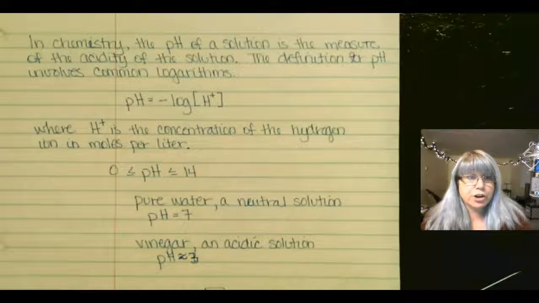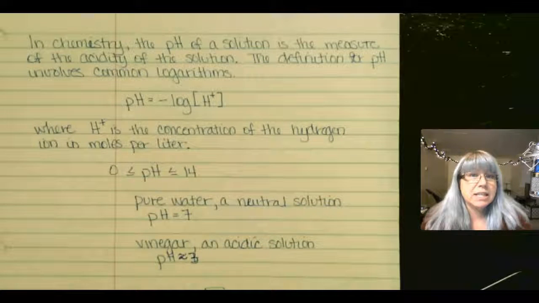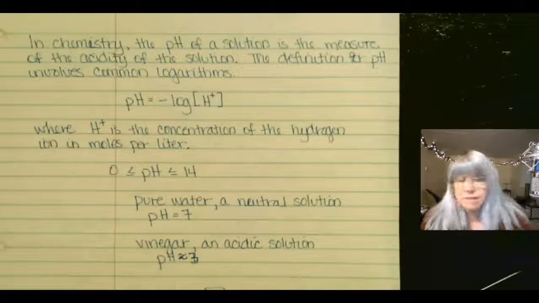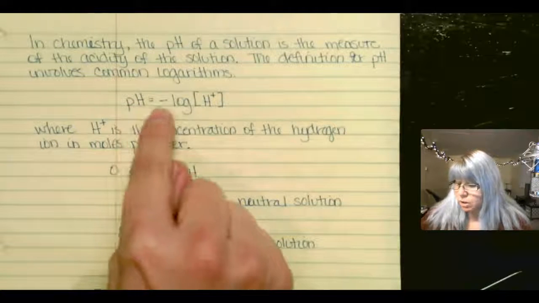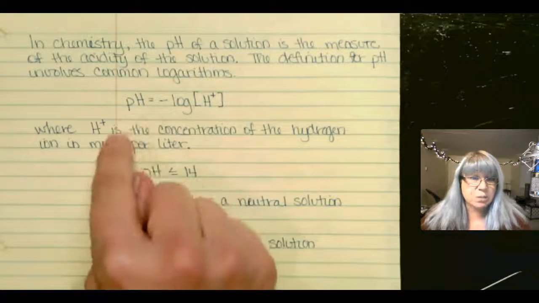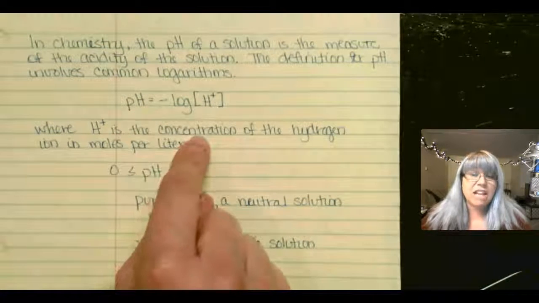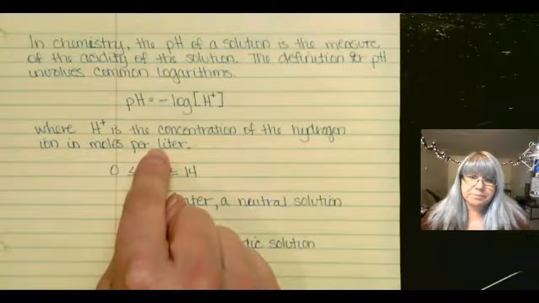So not only in geology do logs occur, like in measuring earthquakes, but in chemistry as well. The pH of a solution is the measure of the acidity in the solution. So the definition of the pH involves common logarithms. pH will equal negative log of H plus, where H plus is the concentration of the hydrogen ion, and it's measured in moles per liter.